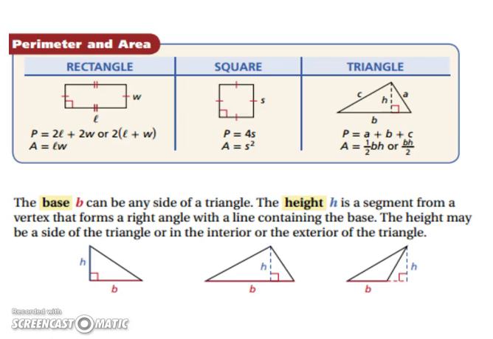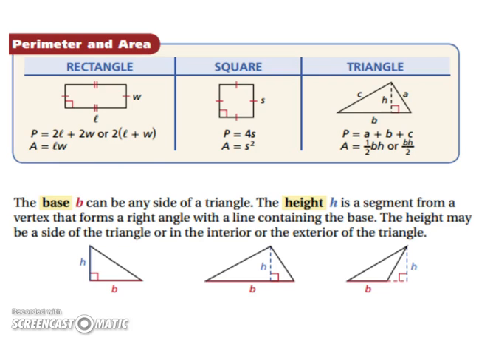The perimeter of a rectangle can be thought of as L plus W plus L plus W. Well, you have 2L plus 2W, or you can think of it as 2 times L plus W. By the way, the L and W would be length and width. Area equals length times width.